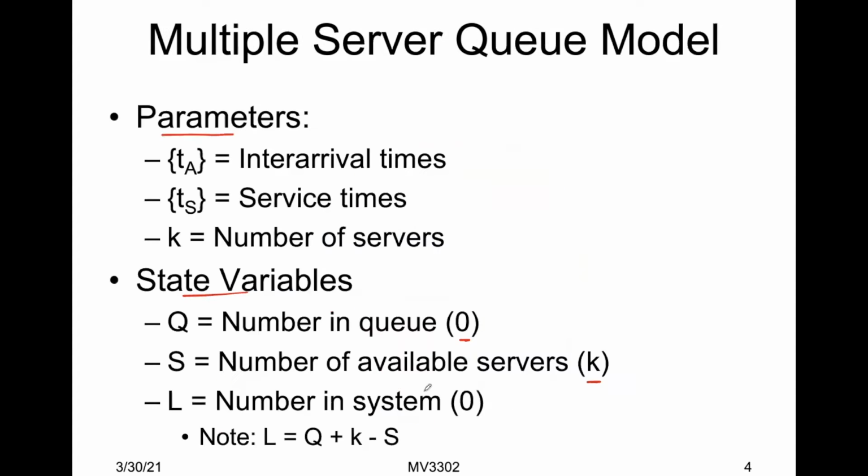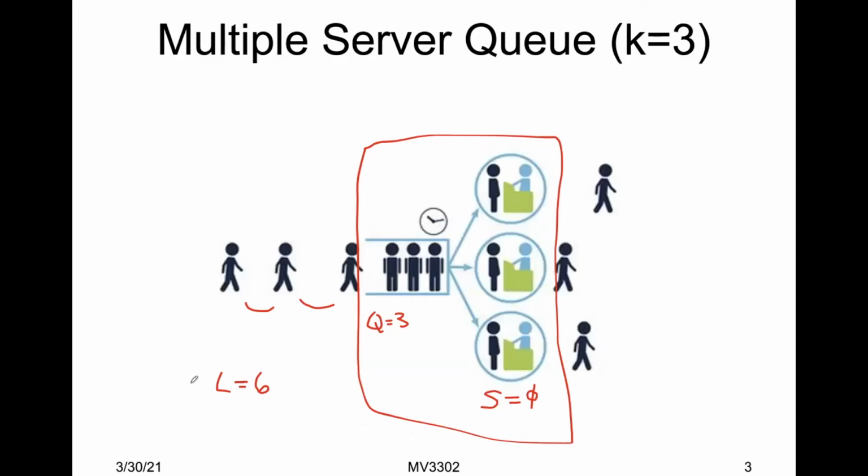But we can apply this formula, which is always going to be the case. That is, the total number in the system is going to be the number in the queue plus the number who are in service. And that's going to be the total number of servers minus the number of available servers. So if we look at that, Q is 3, K is 3, and S is 0. And so we get 6.